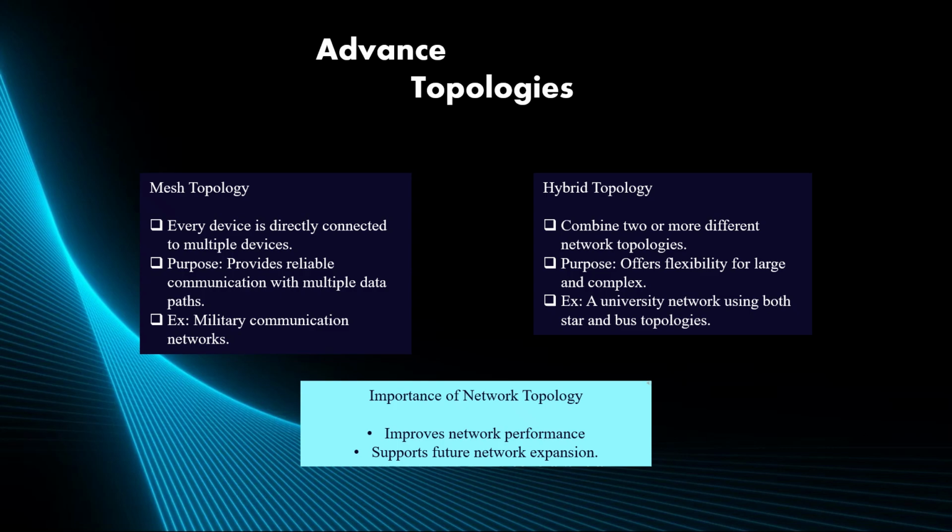So there's also hybrid topology, which combines two or more different network topologies together. This offers greater flexibility for large complex networks. A good example would be a university network that uses both star and bus topology in different parts of its campus, right? So why does network topology matter so much? Choosing the right topology improves overall network performance and supports future network expansion, which is an important consideration for many organizations planning to grow.